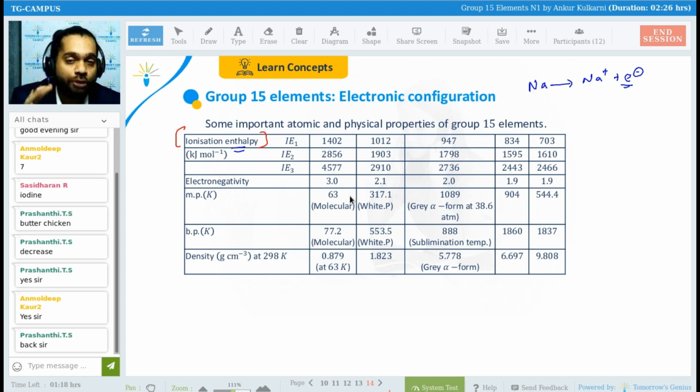If I go down the group, is it easy? My size is increasing, the size of the element is increasing. If I go down the group, is it easy to remove the last electron or is it difficult to remove the last electron? Understand my question properly. Come on, tell me. Is it easy or is it difficult?